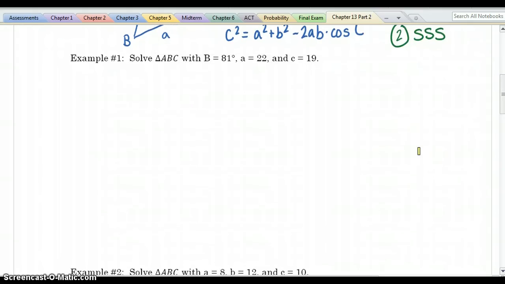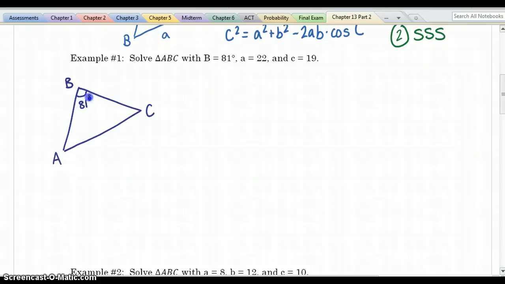In example 1, it says solve triangle ABC with B equaling 81 degrees, A is 22, and C is 19. Now remember, again, these triangles are not right, so I'm just going to draw a random triangle here, not to scale. Label it A, B, and C, and I know B is 81 degrees. Side A is 22, and side C is 19. So right off the bat, you should notice that we have a side, angle, side situation. Side, angle, side. And that should hint you off to use law of cosines.